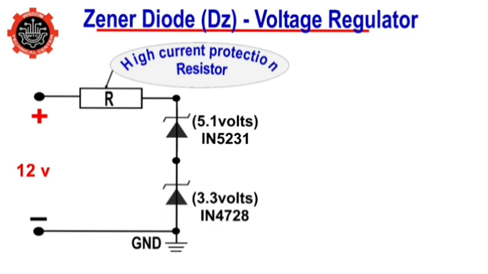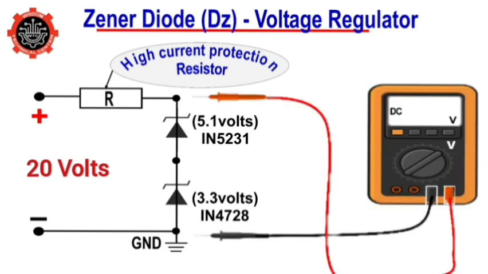So even if we increase the voltage for this circuit up to 20 volts, the measured voltage at its output will still be the same. Even if we measure the voltage across the two Zener diodes, then the total voltage will now be the sum of the first Zener diode at 5.1 and the second Zener diode at 3.3 volts, where we get 8.4 volts if the connection is well done.